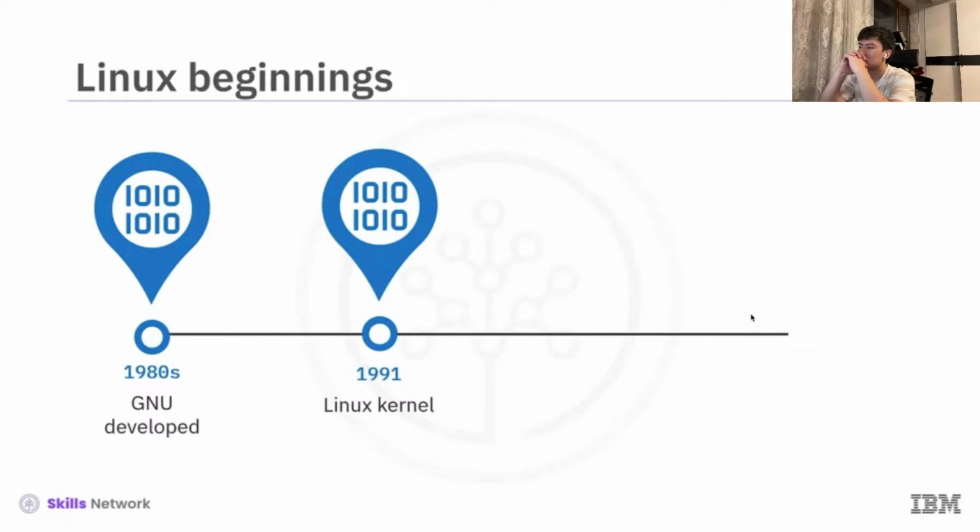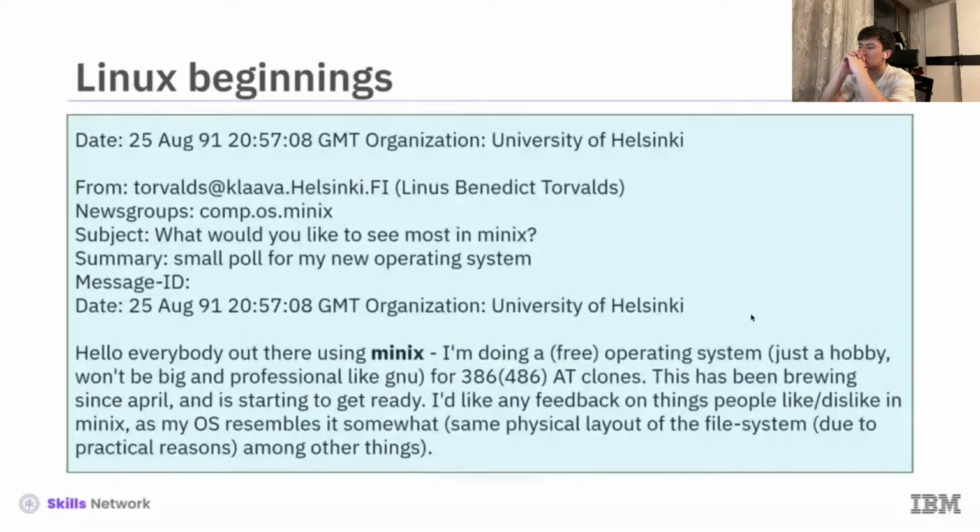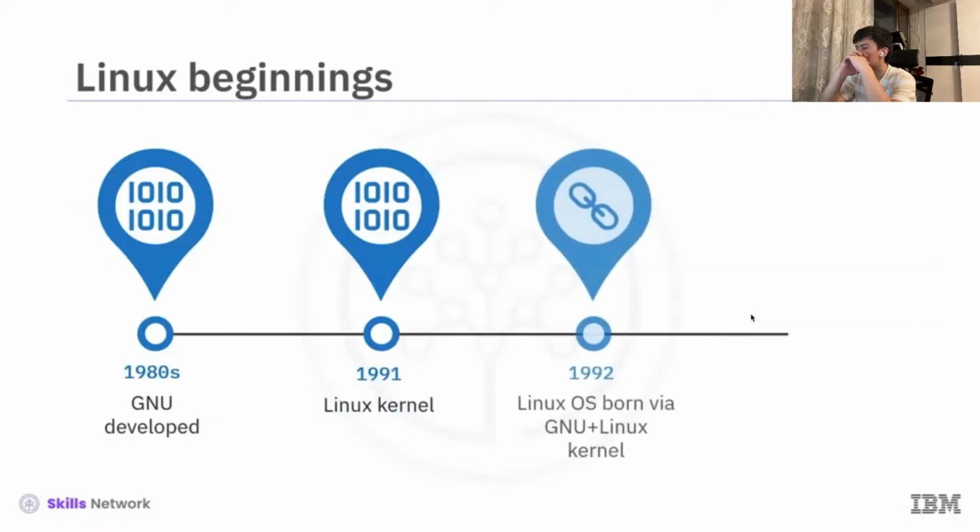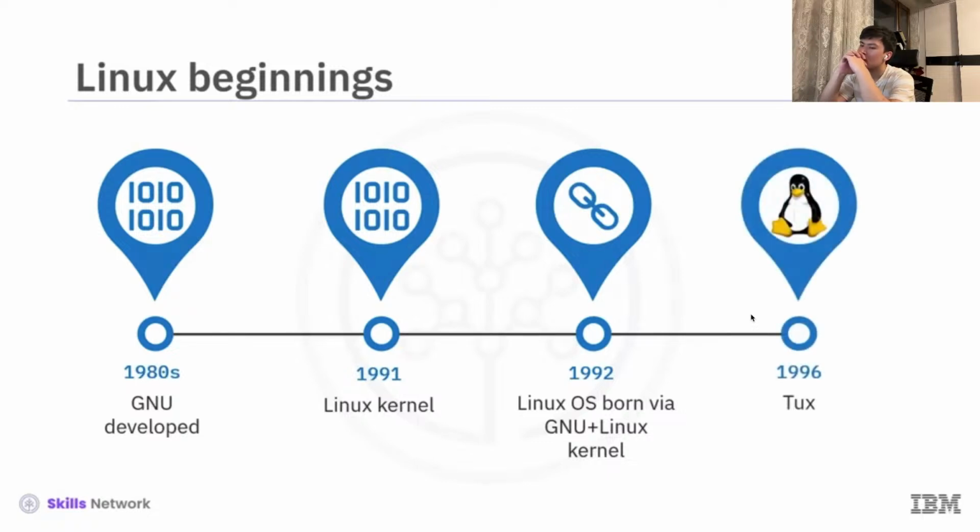The kernel is the core component of an OS that enables components to communicate with the machine's hardware. Here is Linus Torvalds' famous post, where he shared his progress making his own open source Unix-like kernel. He references Minix, which was another Unix-like kernel at the time. Soon after, in 1992, the potential of unifying GNU and the Linux kernel was realized as popular Linux operating systems began to appear. And in 1996, a computer scientist named Larry Ewing created Tux the Penguin, which was later adopted by Linus Torvalds as the official Linux mascot.